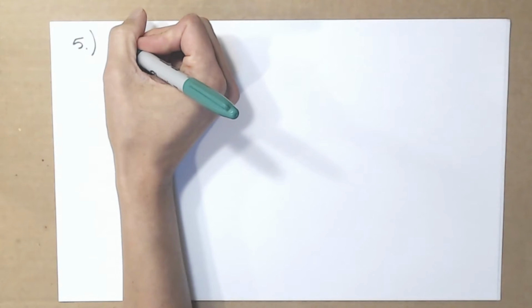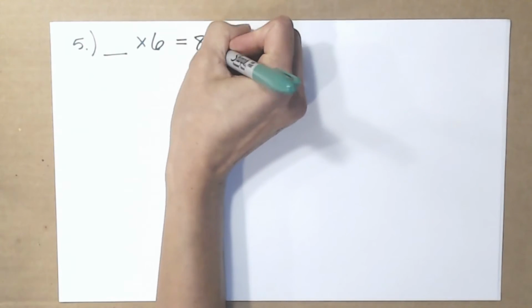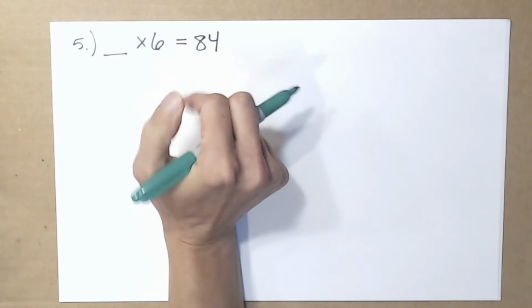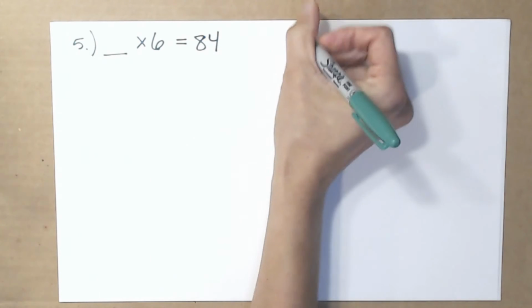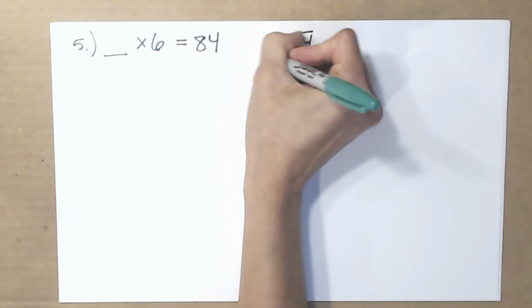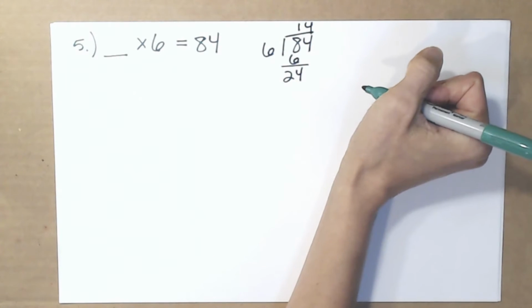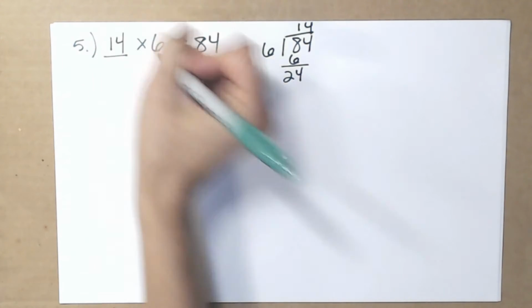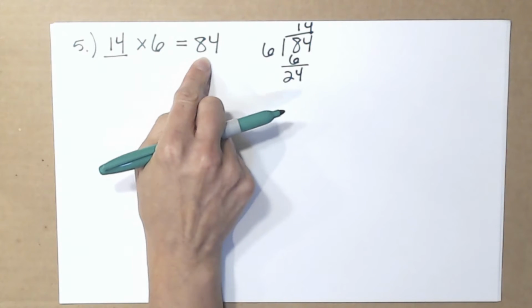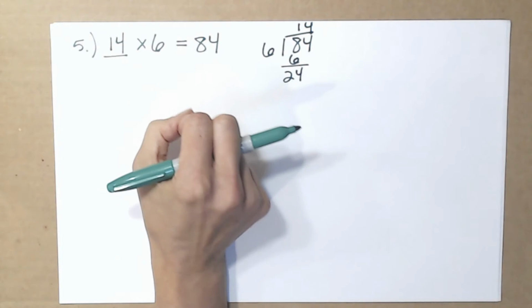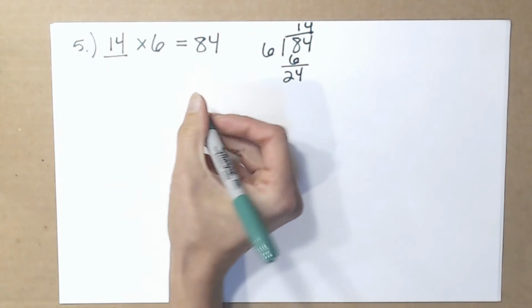Number 5, it says find the missing factors. So blank times 6 is 84. So it's saying something times 6 is 84. To figure out what that is, we would just divide by 6. So we do 84 divided by 6. And we get 14. So the answer there is 14. So you can kind of think of this as if you were trying to find out if 6 is a factor of 84. The way you can figure that out is to divide it out by 6. If it comes out evenly, yes, then 6 is a factor.